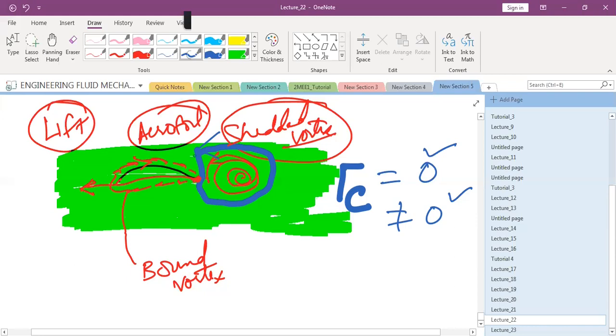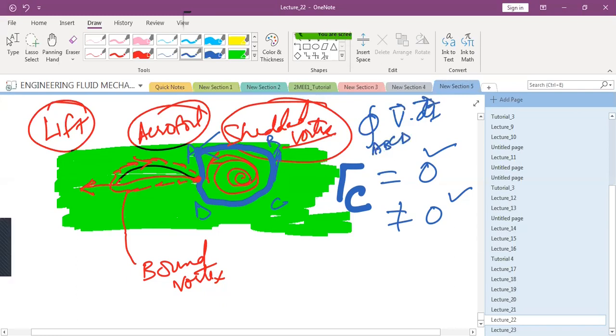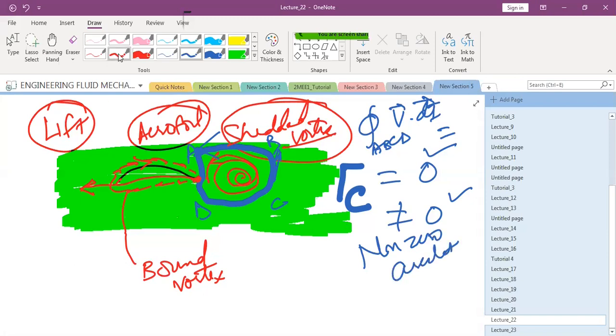I have this loop, so this loop is A, B, C, D. This is just enclosing this vortex. What do you think will be the circulation? Circulation means if I take velocity here and dl here, I do it like this, V dot dl over the curve ABCD. So what do you think? This should be zero or non-zero? Non-zero. So this has non-zero circulation.